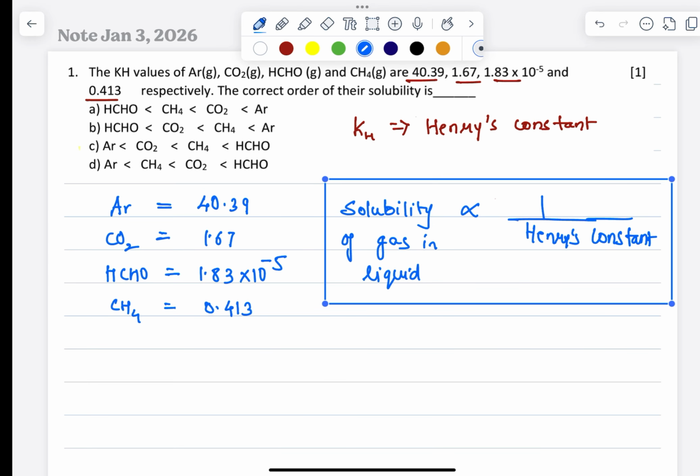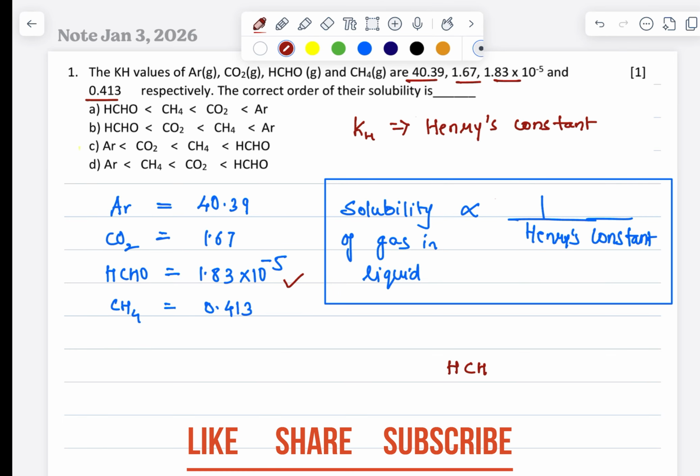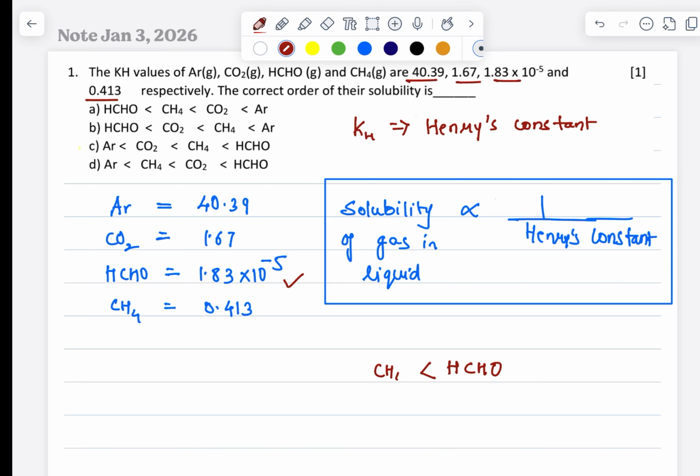So over here, if we go by that convention, where the Henry's constant is least, this value is the smallest one, 1.83 into 10 raised to minus 5. So formaldehyde will have the maximum solubility. Then comes methane. Methane will have a little less than formaldehyde. Then comes carbon dioxide, because it has a little higher Henry's constant. Maximum is for argon, and its solubility will be least. So which option matches over here? Yeah, this is the one. Option C is the one which matches over here.